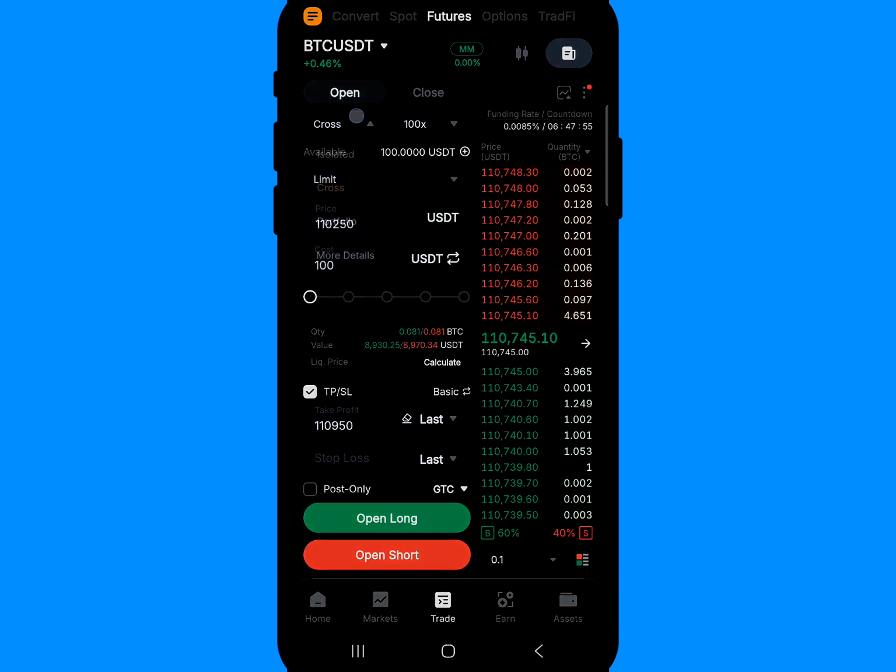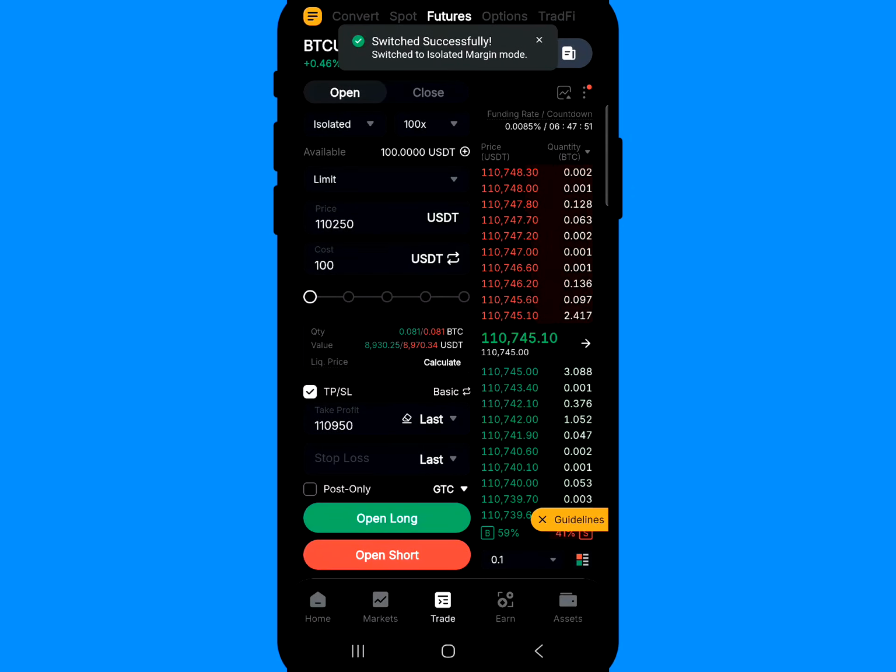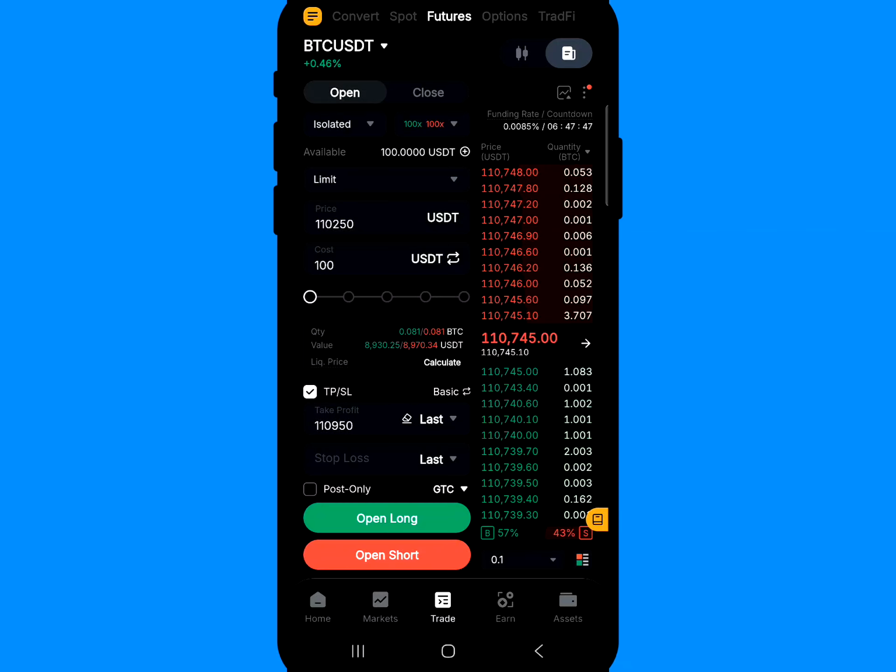So isolated is very friendly for beginners if you want to start small. Hope you understand what cross margin is. With cross margin, you are risking your entire capital on your futures account. But isolated means you can risk just $10. You can even open many positions. You can trade BTC, you can trade Solana, using $10 on each trade with this isolated margin.